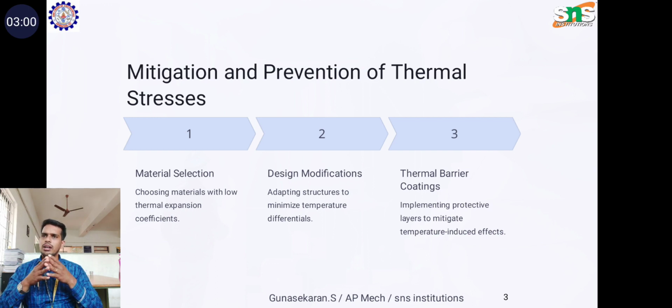Additionally, predictive modeling through finite element analysis helps in identifying potential stress concentrations, enabling protective design modifications to prevent thermal stress induced failure. Note: prevent thermal stress induced failure and ensure the longevity and reliability of engineering systems.